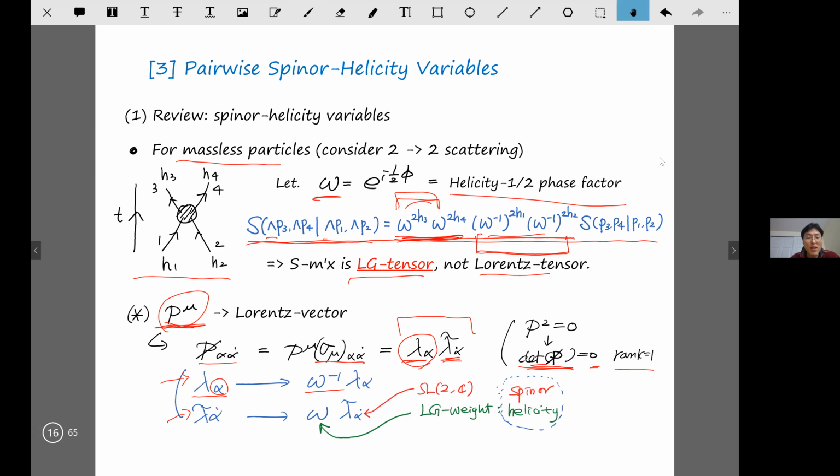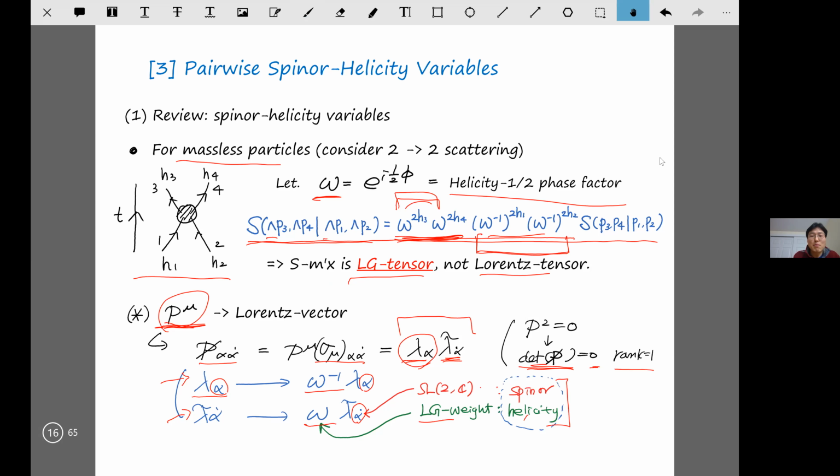And the reason why these variables are called the spinor helicity variables is not obvious, because first of all, they carry SL2C indices like that. And then under Lorentz transformation, in addition to the SL2C matrices, they pick up the Lie group overall phase, so that they're the Lie group stuff. In other words, they pick up the helicity phase, and therefore they are characterized by both spinor, SL2C, and helicity or Lie group weight. That's why it's called the spinor helicity variable.